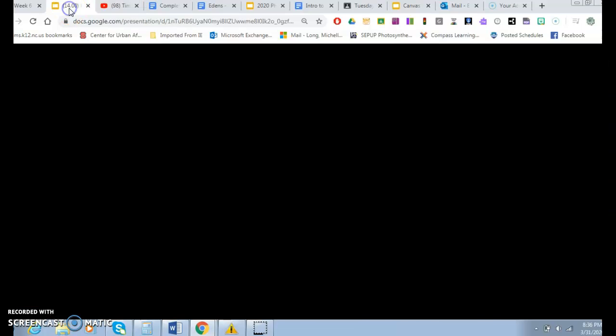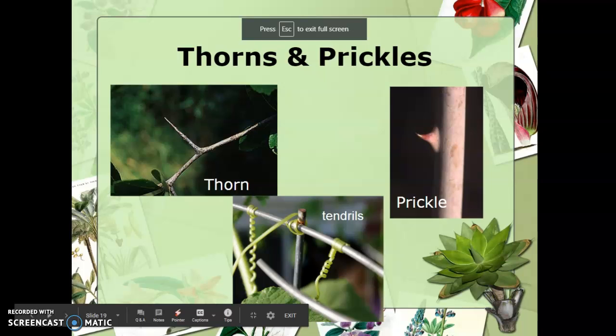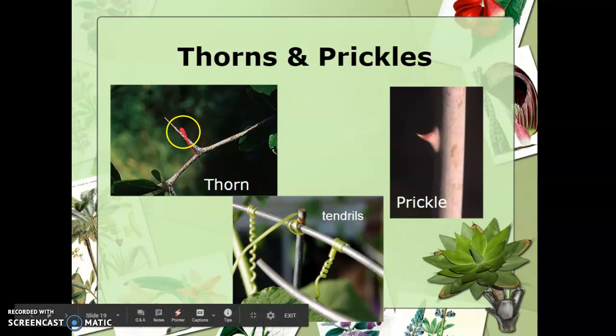All right, let's go back to our notes. So you do have some appendages on our stems, or like kind of extra things on the sides. Things like a thorn. Thorn would usually be a very large, prickly, adaptive feature on a stem.